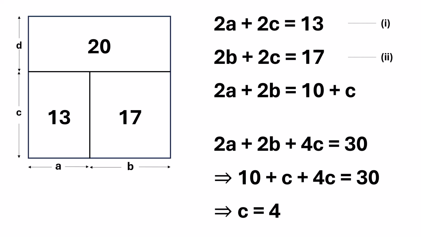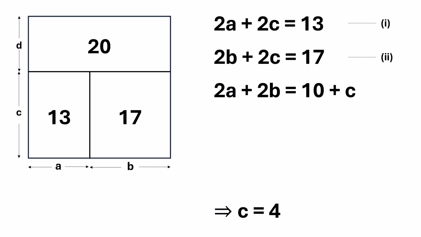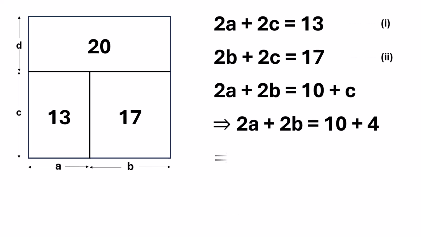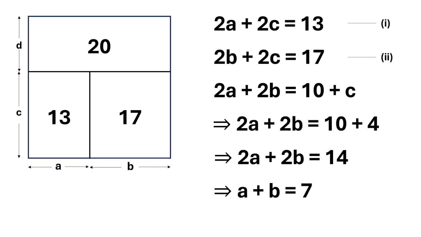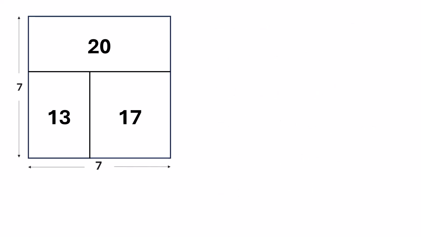Now, substitute the value of C here. We can write twice A plus twice B is equal to 10 plus 4, or twice A plus twice B is equal to 14, and finally, the value of A plus B is equal to 7, which indicates the length of the square. So the perimeter of the square is 4 times 7, which is 28.